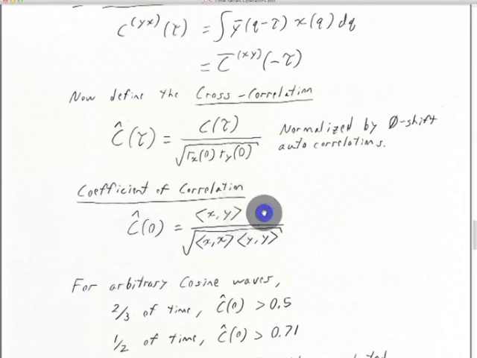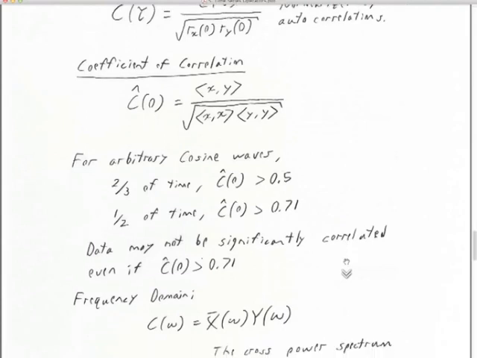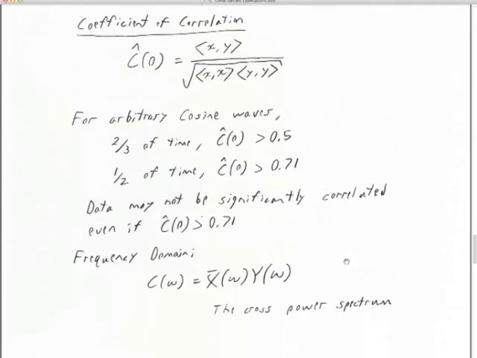It's just one number, and it's the zero lag cross covariance normalized by the zero lag autocovariances, x dotted with itself and y dotted with itself. So the cross correlation at zero lag is the coefficient of correlation. If you look at that, you'll see that it ties into the coefficients of correlation that you've heard about. All right, so for now, here are some warnings.